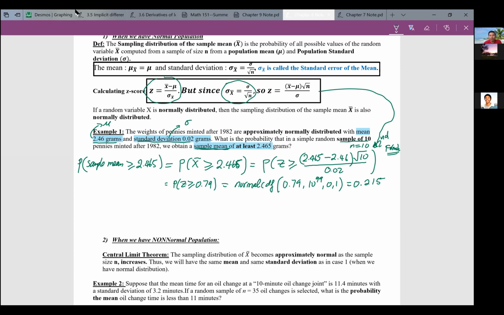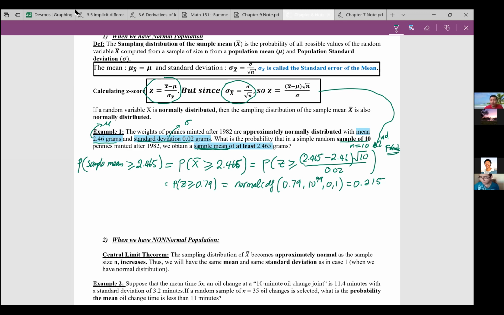So the chance of, if I select 10 pennies and I find the mean of that, the chance of that mean being at least 2.465 gram is about 21.5%. So we have about 21.5% chance of the sample mean being at least 2.465. Okay, so that's the second formula.